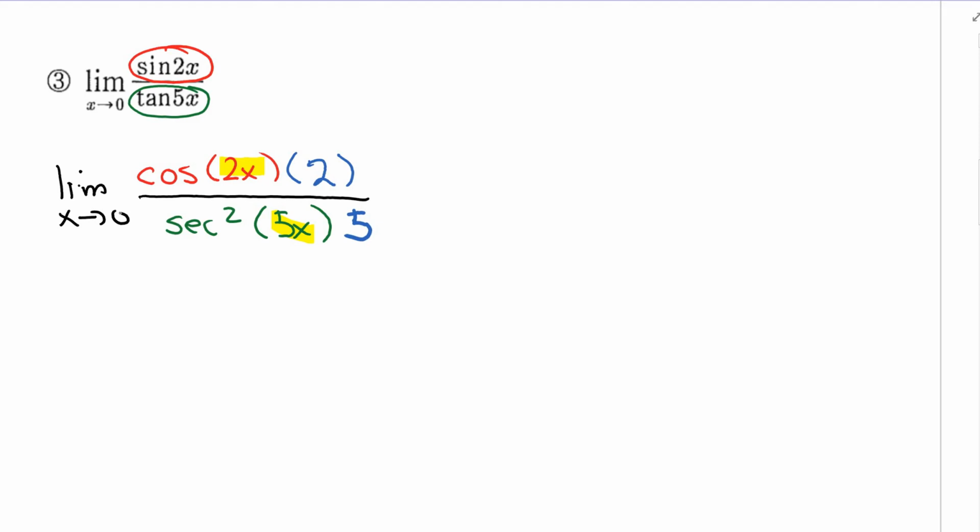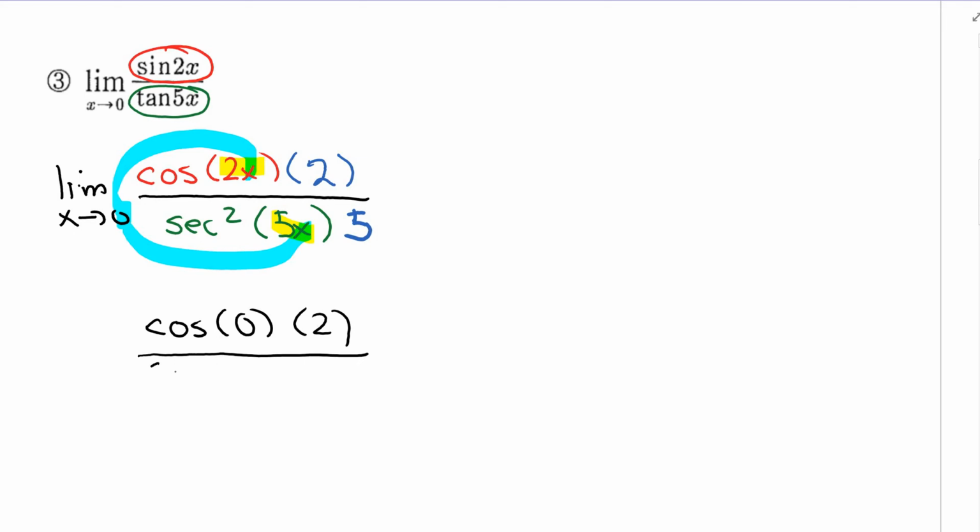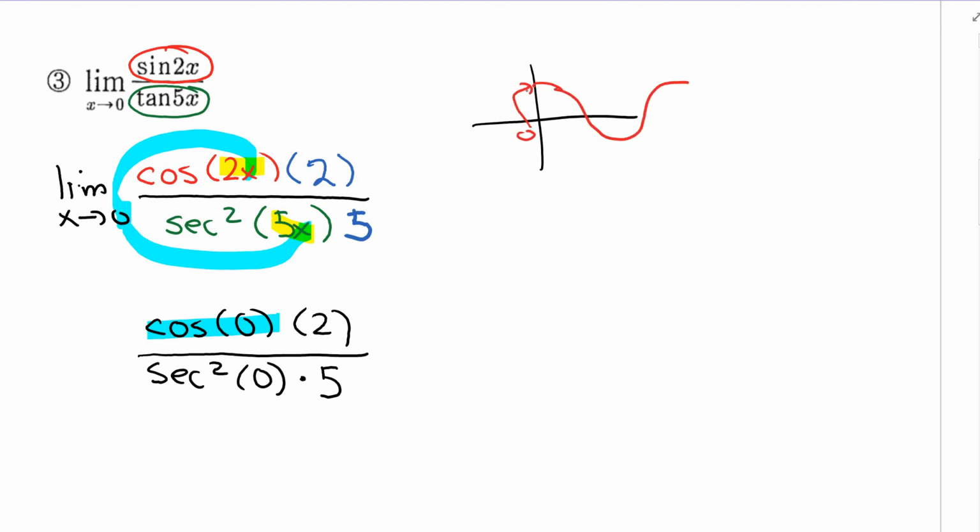Okay, so after that, now you can do a direct substitution step. So the 0 can now go into here, and for that value of x, this would be cos of 0 times 2 over secant squared of 0 times 5. And well, cos of 0, if you think about the graph here, here's the graph of cos theta. And cos of 0 has a value of 1. So this guy right here will simply be 1 because the height here is 1.